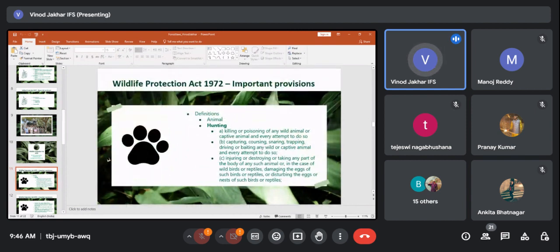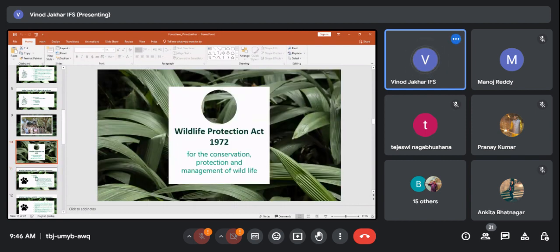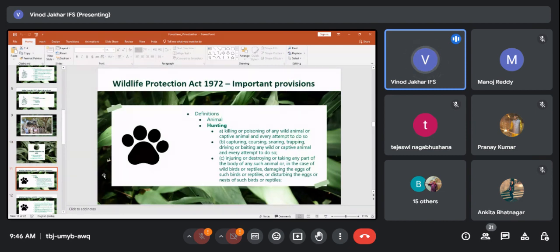Many of you might have already known this. Again, the important provisions of the Wildlife Protection Act. Again, we'll start from the definitions. What is an animal? You go sit in the interview and the first question that you face is, what is an animal? What will you do? You'll be stumped. Yes, tell me, what is an animal? So there, instead of giving a generic or a laughable answer, what you can do is take recourse to the Act.